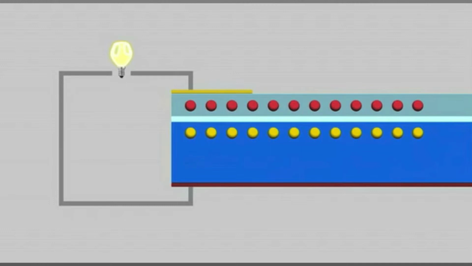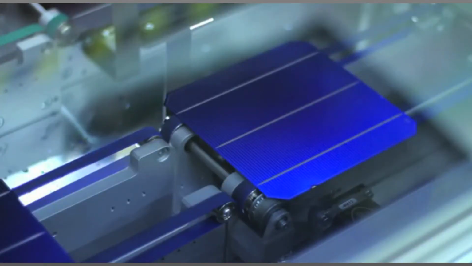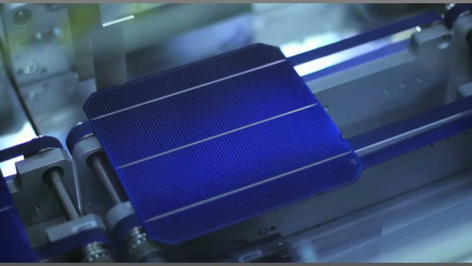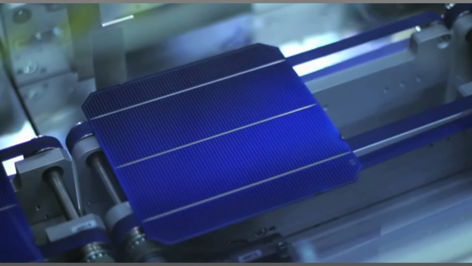But how is the power that is generated in the individual cells transported? A stamp presses a silver alloy onto the front of the cells. This creates the typical grid pattern. This silver coating ensures that the power can be transported later on. The solar cells are now complete. They can generate and transfer power.